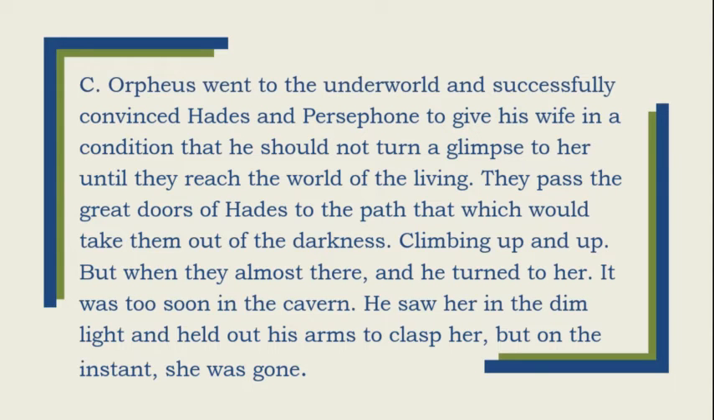C. Orpheus went to the underworld and successfully convinced Hades and Persephone to give his wife back on a condition that he should not turn a glimpse to her until they reached the world of the living. They passed the great doors of Hades to the path which would take them out of the darkness, climbing up and up. But when they were almost there, he turned to her, it was too soon in the cavern. He saw her in the dim light and held out his arms to clasp her, but on the instant she was gone.